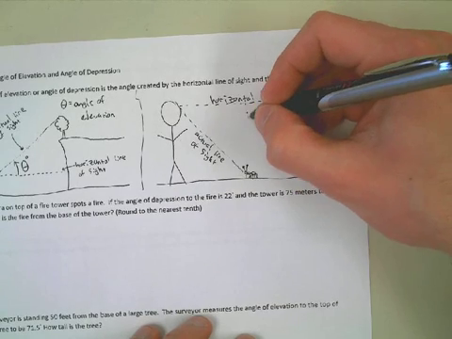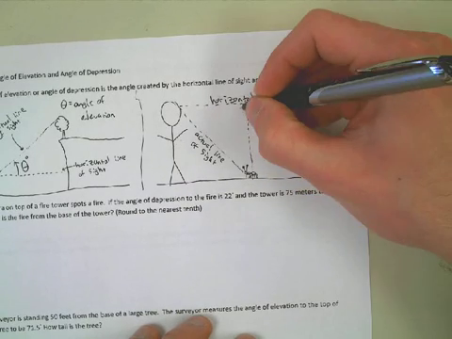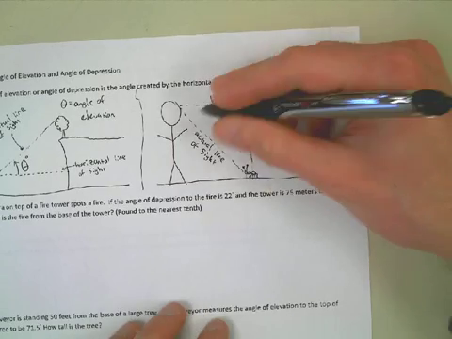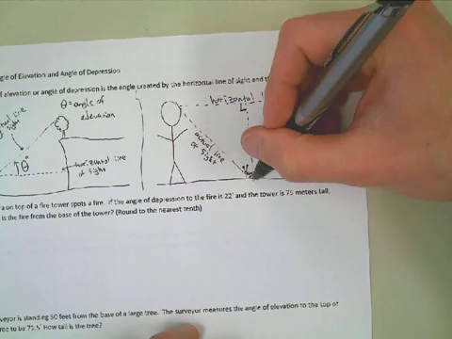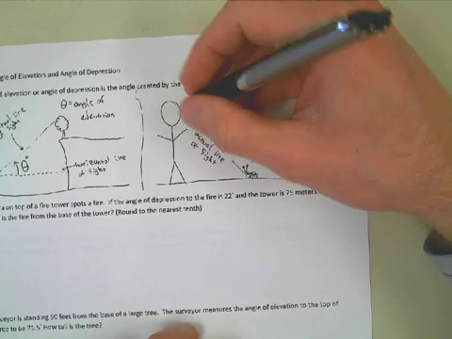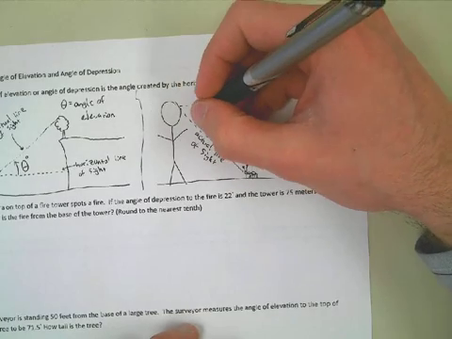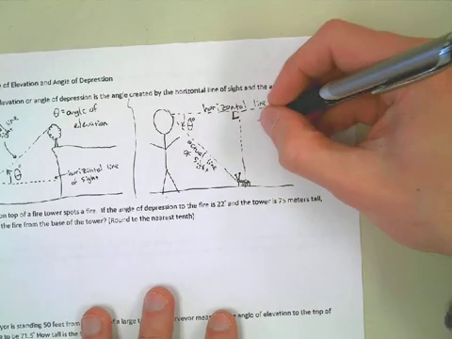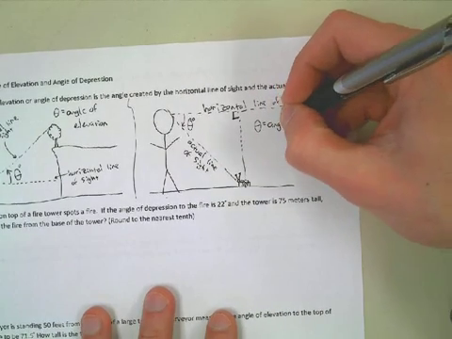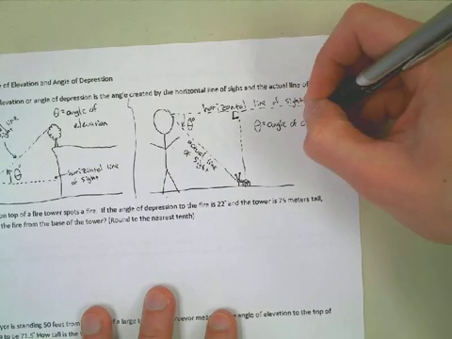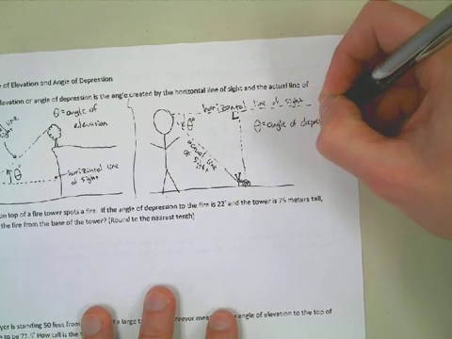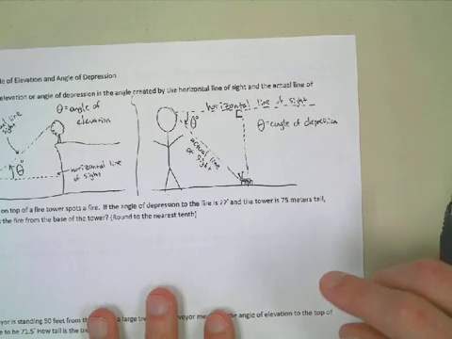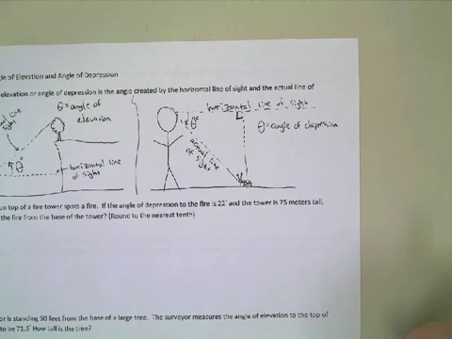Again, this one's a little bit harder to see, but if we drop down a perpendicular there, there's another right triangle. You can kind of see it. We have the horizontal line of sight, we have the actual line of sight, and it creates this right triangle. Again, we'll put theta in there for this angle measure. And so theta equals the angle of depression. It's not depression like sadness, it's depression like you're looking down.